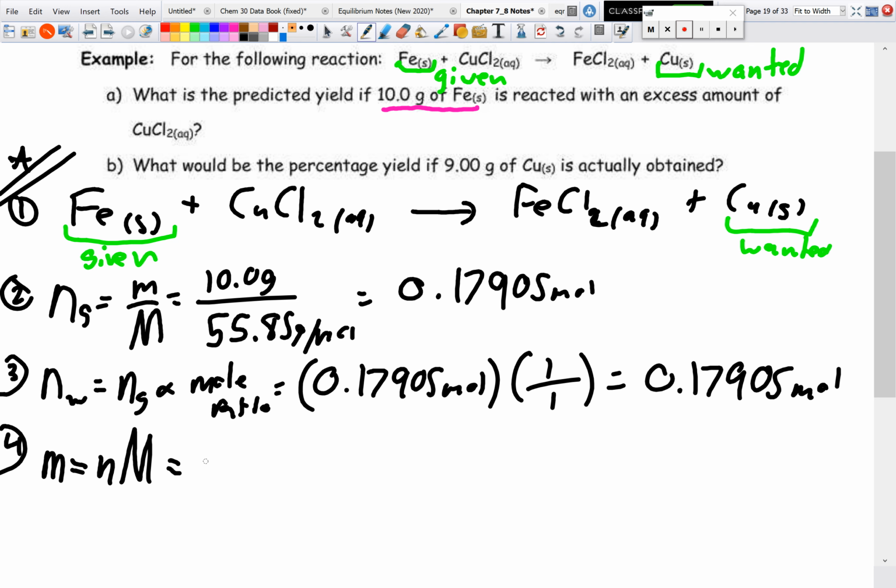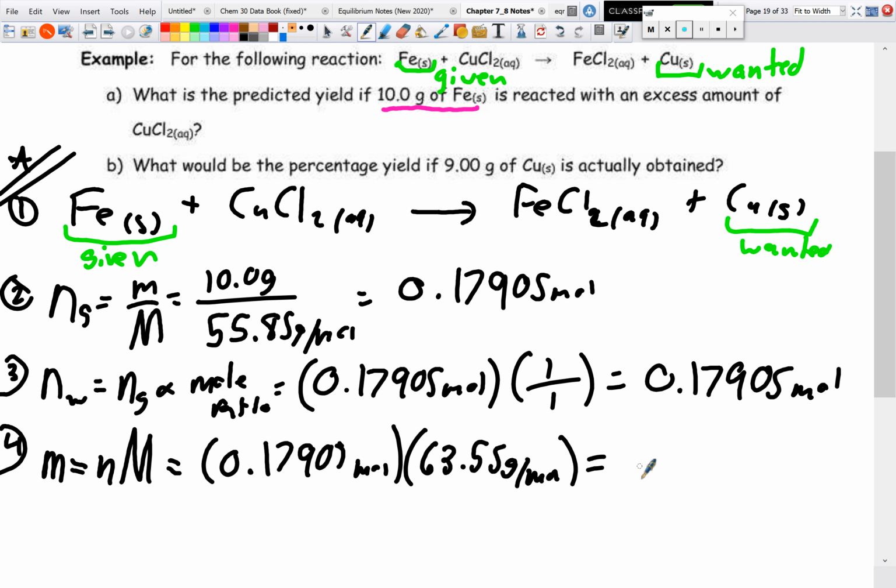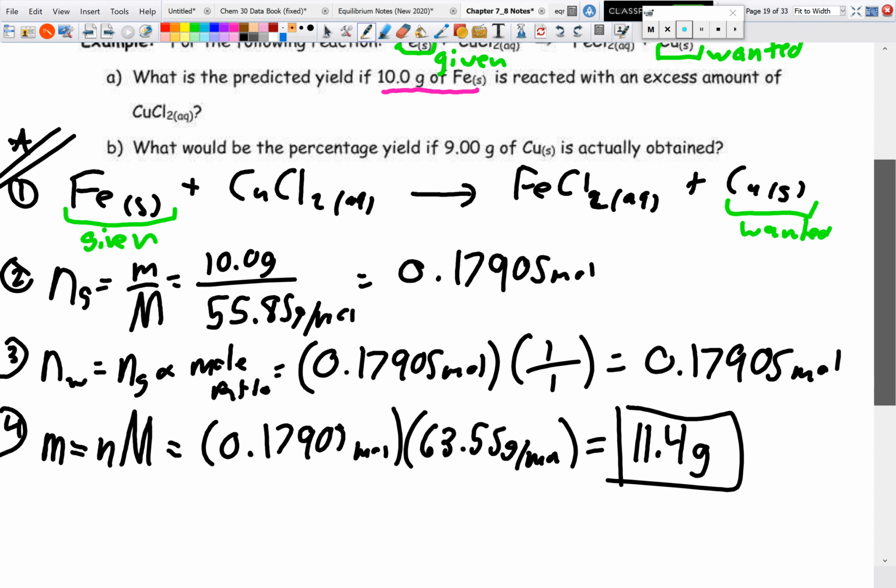So this is all gravimetric stoichiometry. Of course, our number of moles, we just calculated, and the molar mass for copper, just look at your periodic table and you'll find it's 63.55 grams per mole, and we are left with 11.4 grams. Now, of course, this one here, 3 significant digits because the question started with 3 significant digits, and I am keeping 3 significant digits for this one right here just because this is asking what is the predicted yield. So I am saying that the predicted yield is 11.4 grams.